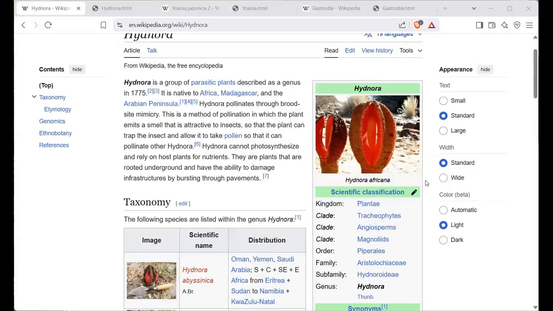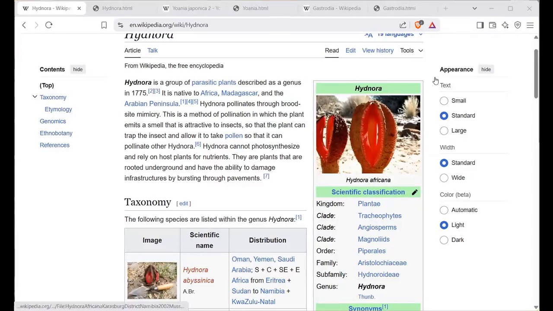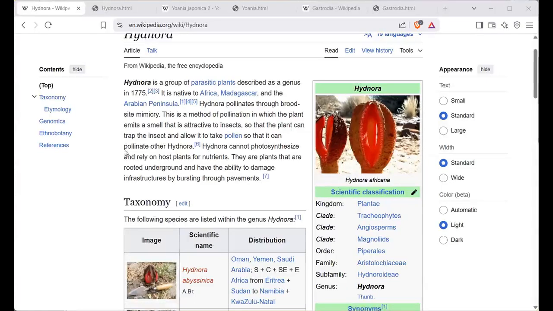The next group I'll show you consists of parasitic plants. This is a plant called Hydnora, the one that I'll show first. This is an interesting plant. It pollinates through making a smell that's attractive to the insects, and then it traps the insects and eats them.